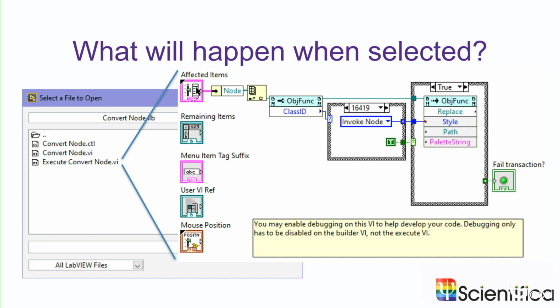Then lastly, I want to talk about what happens when you actually click that tag. Well, I'm going to get that reference, work out whether it was an invoke node or a property node. Here I'm using the class ID node. I could use the class name, but, bants. And then at the very end, I'm replacing the function. Again, this is just a scripting node.